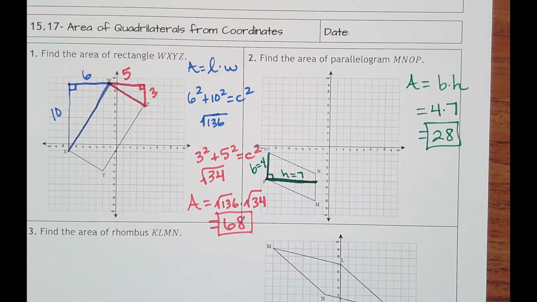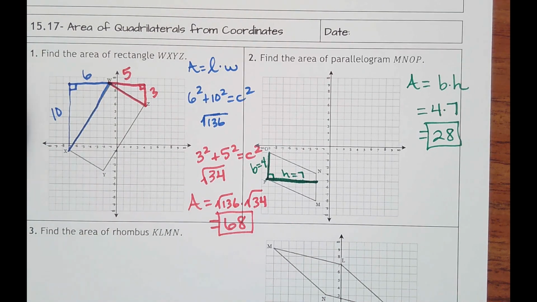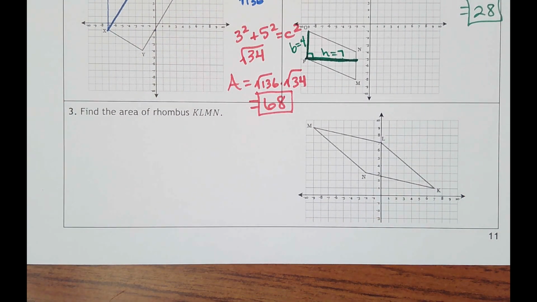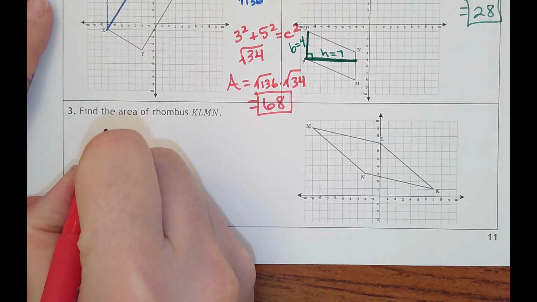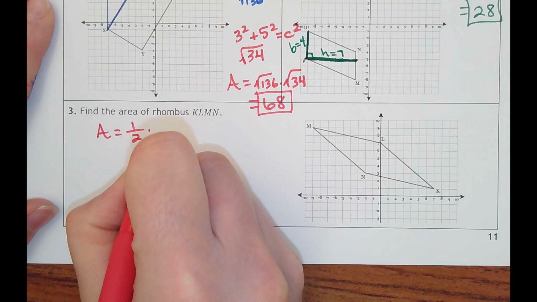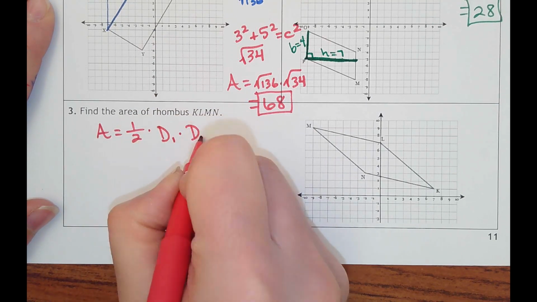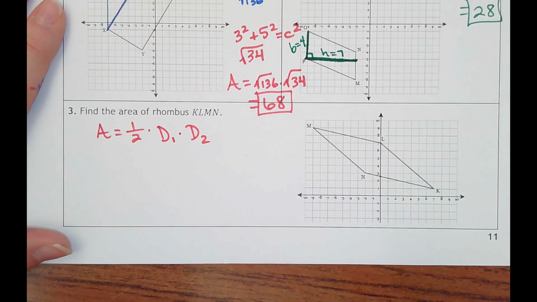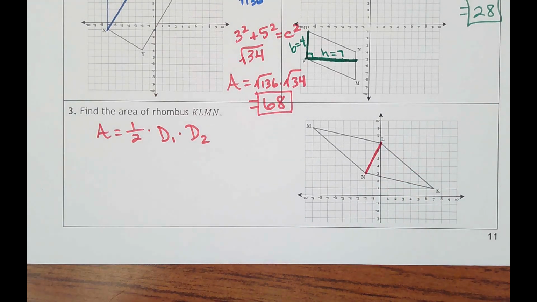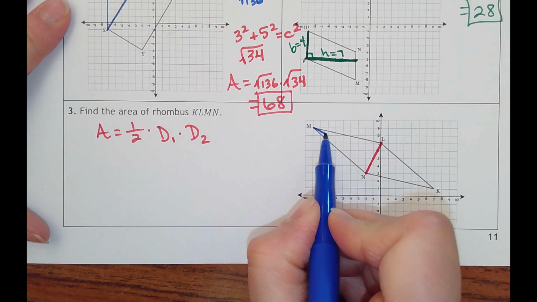Last one is the rhombus, which is tricky because you have to remember that a rhombus has nothing to do with the side lengths. It's all about the diagonals. So the area of a rhombus is 1/2 times diagonal 1 times diagonal 2. So we need to find from N to L and from M to K. We'll multiply those together and then take half of that.